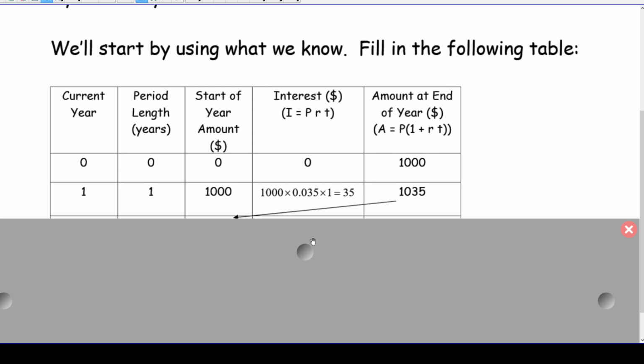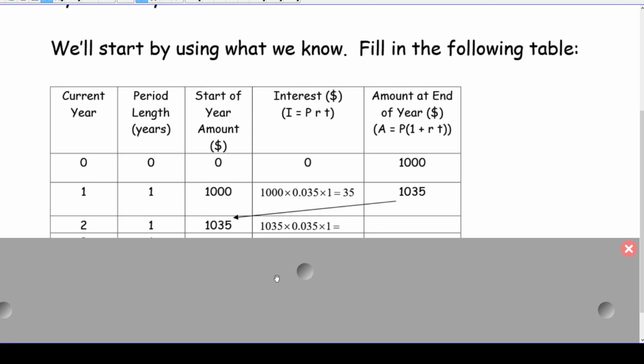Now here is the big difference between compound interest and simple interest. When we did our last lesson, our next value to calculate our interest would have been $1,000 again, but that's not what happens with compound interest. With compound interest, at the end of that first year, (I think I said month, sorry) when we have $1,035 in the bank, we're going to use that $1,035 as our starting amount for the next year. And look at what happens right here. That's what makes this a compound interest scenario instead of a simple interest scenario.